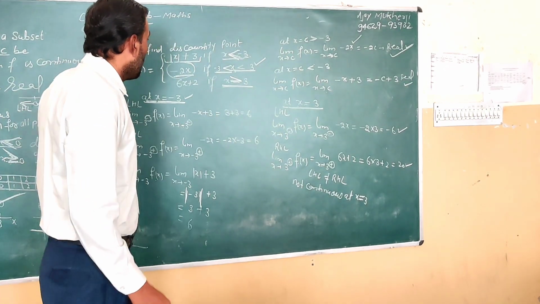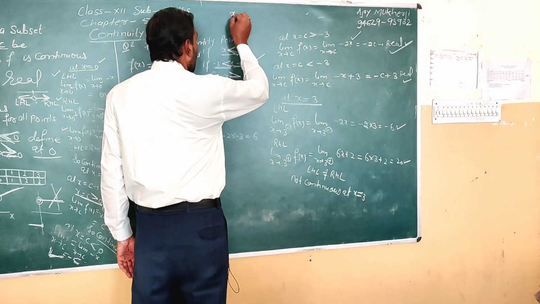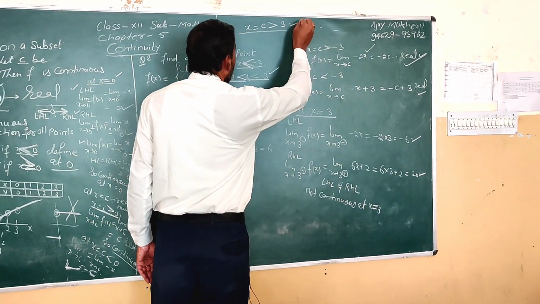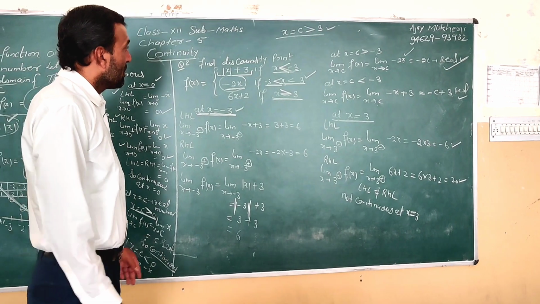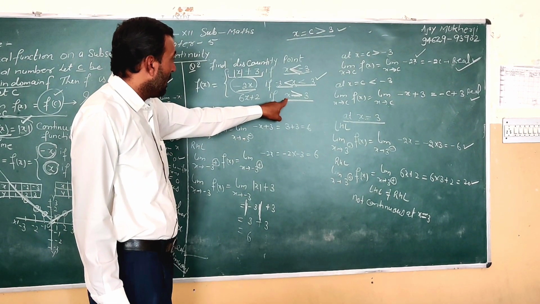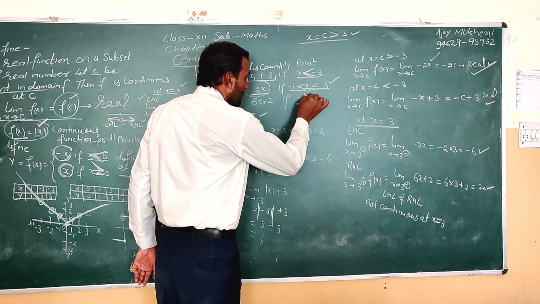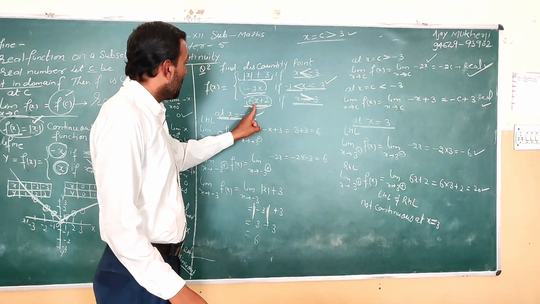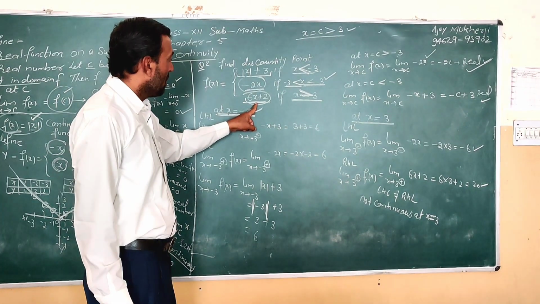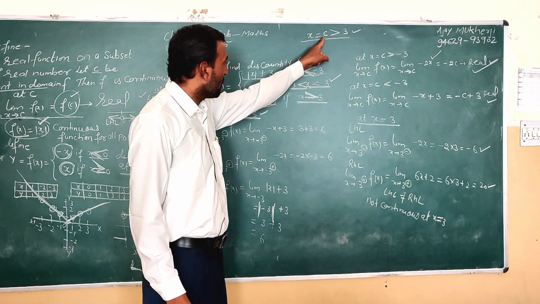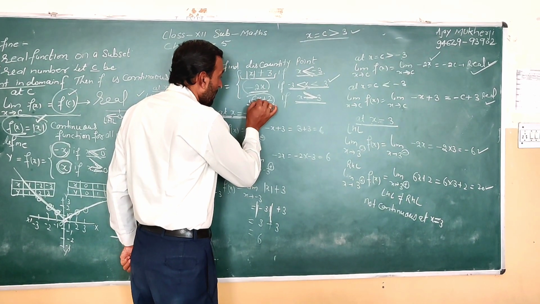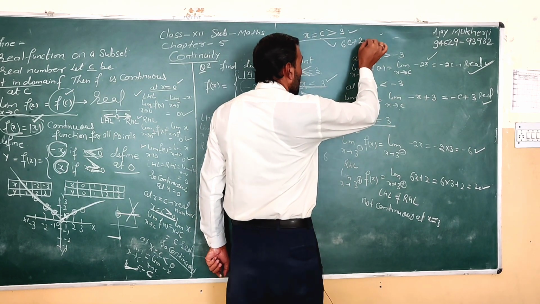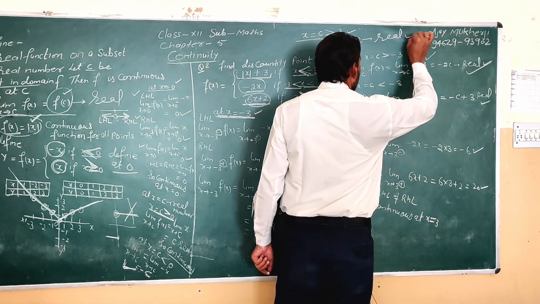Now two more situations are there. x equal to c greater than 3. This situation we handle here: x is greater than 3, so we take this value for the limit. We replace x by c, and in this situation we get the answer 6c plus 2. This is also real, so the function is continuous.